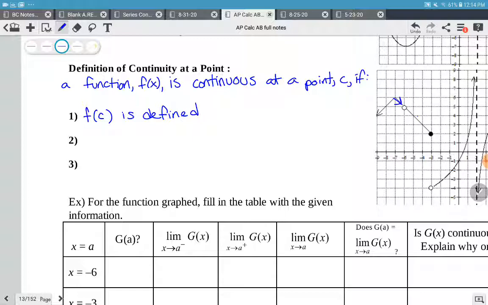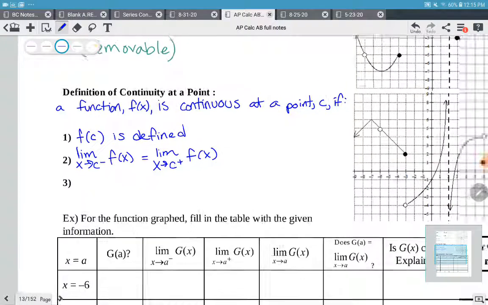So I can think something like this, right? The two sides have to be going towards the same thing. Otherwise, I have a jump, or maybe a vertical asymptote. So I need the limit to exist. So I'm going to say, does the limit as x approaches c from the left of f of x equal the limit as x approaches c from the right of f of x? Okay, and then finally, if the function exists and the limit exists, I want to make sure those are actually the same value.